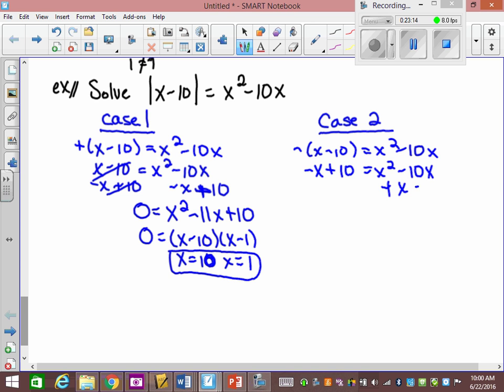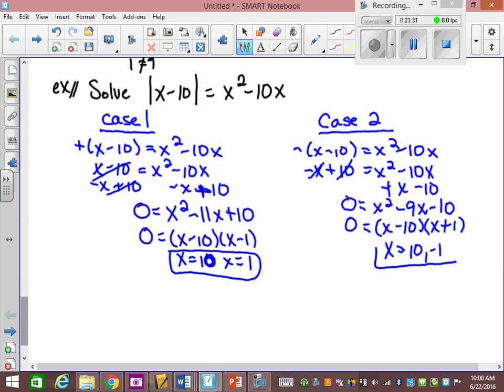Add x minus 10. 0 equals x squared minus 9x minus 10. So 0 equals, multiplies to give you -10 and adds to give you -9. X minus 10, x plus 1. So x equals 10 and -1. And then we have to check them.